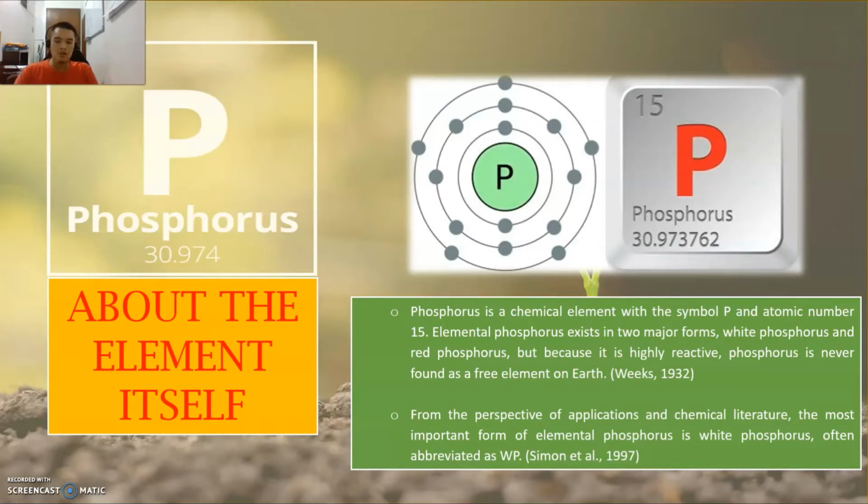Elemental phosphorus exists in two major forms, white and red. It is one of the most in-demand forms of phosphorus in the industry. But because of its highly reactive nature, phosphorus is never found as a free element on Earth and thus needs to be produced through industrial means. From the perspective of applications and chemical literature, the most important form of elemental phosphorus is white phosphorus, often abbreviated as WP.